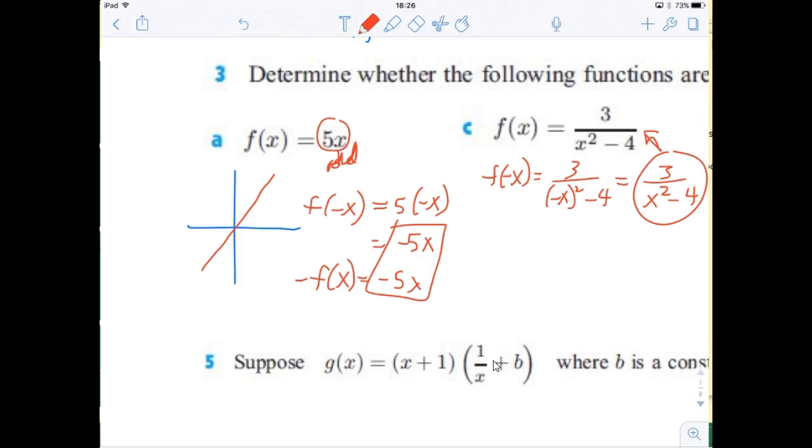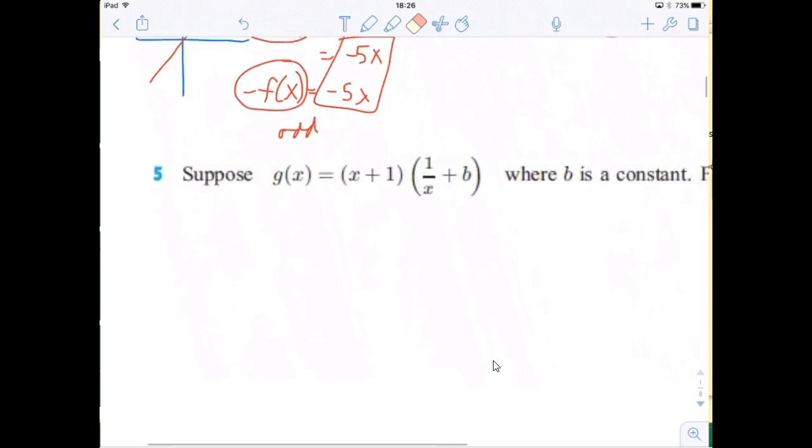So that is a check to see if they are an odd function, because if f of negative x is equal to negative f of x, then it's an odd function. Okay, so that's another way of doing it without graphing.